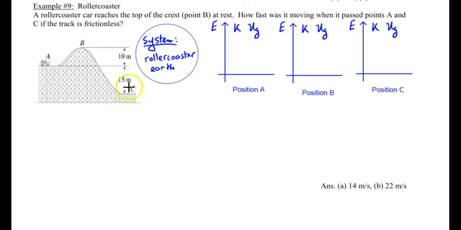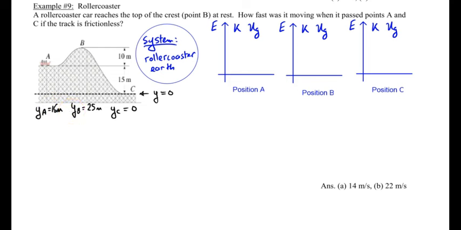Personally, I choose this point here, C, to be the reference level. It's really up to you, but I like to have all of my gravitational energies be positive. So this point, I'm going to say, is 0. So essentially, y at position C is 0. Y at B would be 15 meters plus 10 meters, which is 25 meters. And the y at position A would be this distance right here, which would be only 15 meters.